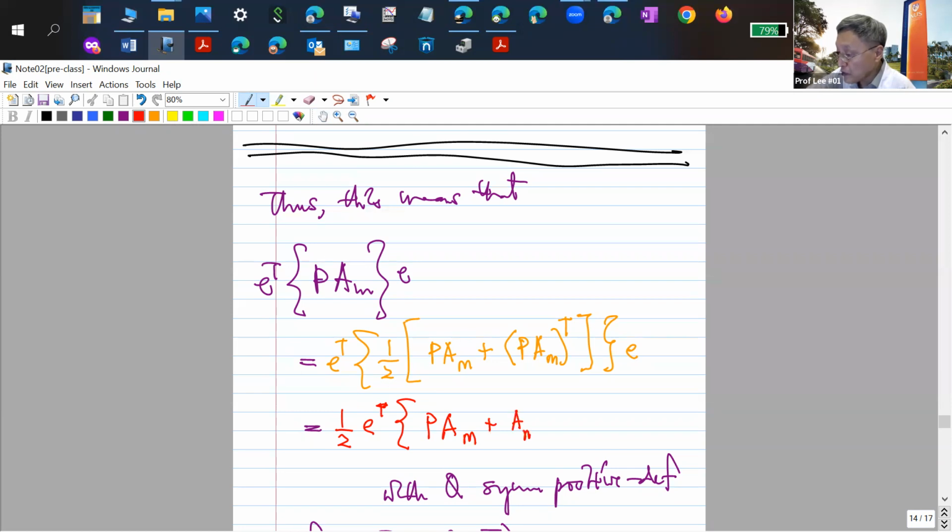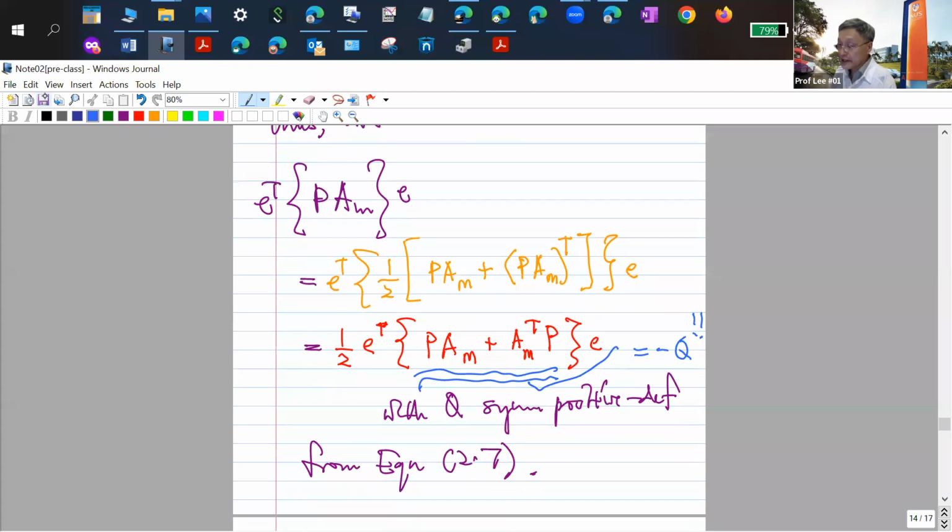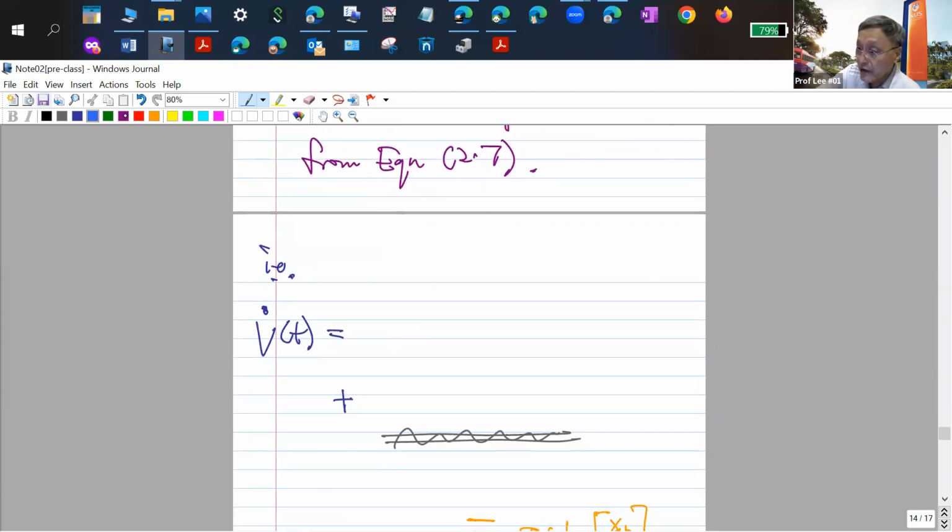Then this will be AM transpose P, since P transpose is itself because P is symmetric, then E. But now look at how this has turned out. In this expression, the way that you designed it, this was equal to minus Q, and Q was selected by you to be symmetric positive definite. So with that, if you expand all those things further, this becomes minus 1/2 of E transpose Q E, plus the remaining parts, which are all still there.